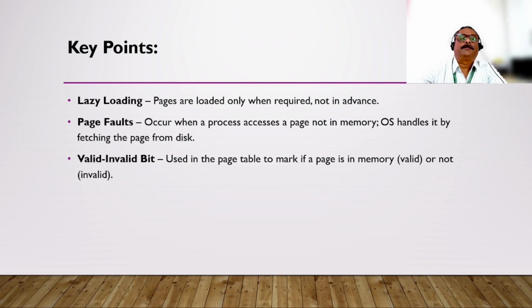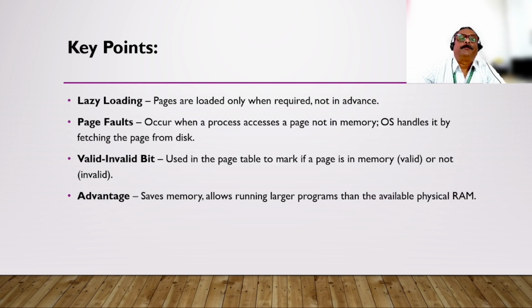Then we have a valid-invalid bit in the page table. How do I know whether such a page exists in the main memory or not? In the page table, we have one bit reserved for that, which tells us whether such a page exists on the main memory or not. That's the valid-invalid bit. If the page is in the memory, then we make it valid, and if it is not there on the main memory, then it's invalid.